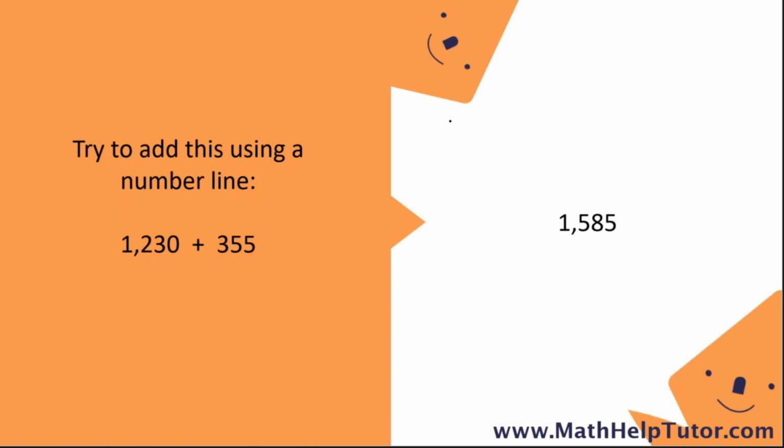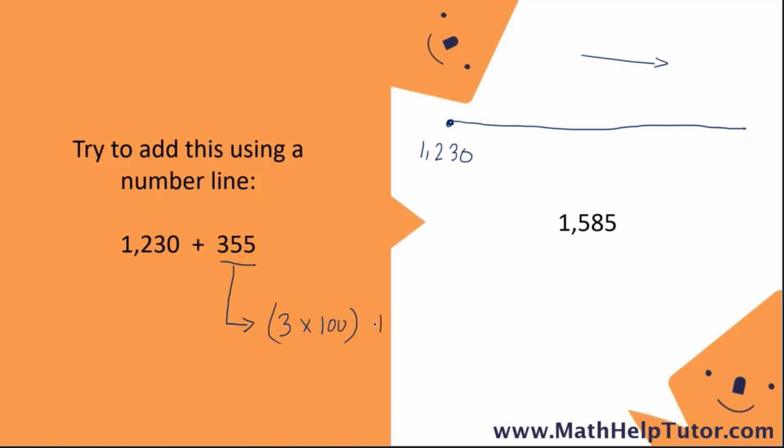What we do is we first draw a number line, and since we're adding, that means our final answer is going to increase. That means we're going to go to the right direction because numbers to the right of a number line increase. So we start with the number 1230. And we are going to skip count in order to add 355. So we convert the number 355 into its expanded form, which is 3 100s plus 5 10s and 5 1s.